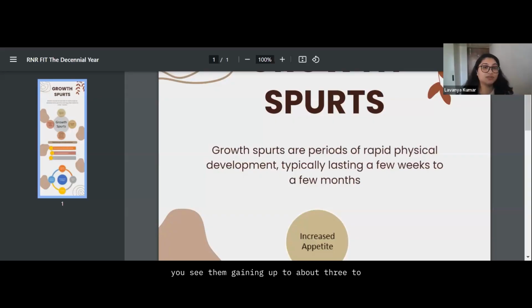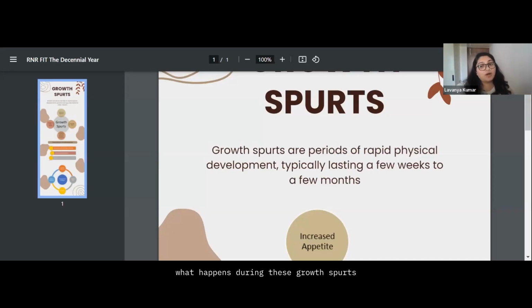Like in a few weeks, you see them gaining up to about 3 to 4 inches in height, and that can happen. So we can expect about 2 to 3 inches, or even sometimes 4 inches in terms of female athletes, and we can expect about 4 to 5 inches for male children, male athletes, in their growth spurt time, where they increase in their height. And the body composition, of course, changes for almost everybody, but more so for females than males because of the hormonal profile that gets involved.